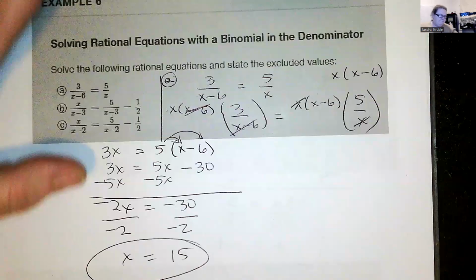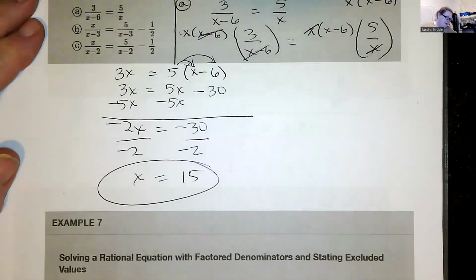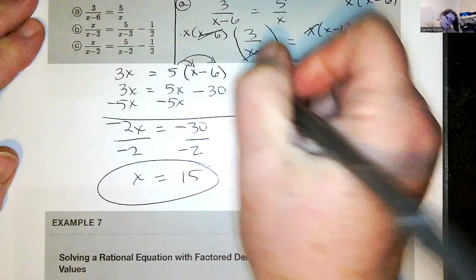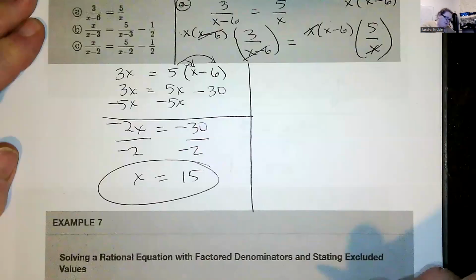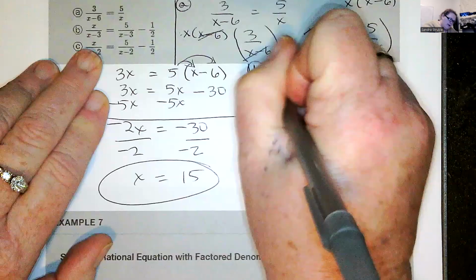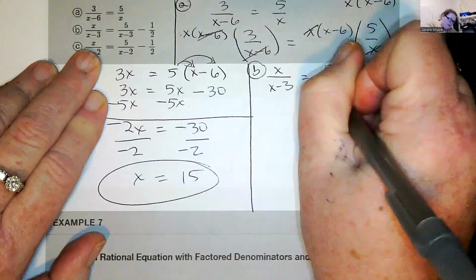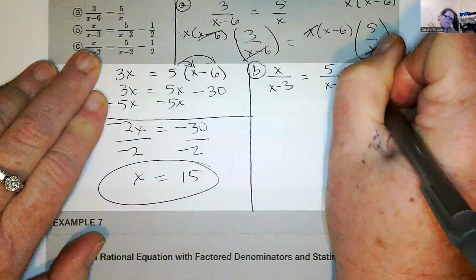All right. I'm going to do B, but not C, because they're going to be the same. And the answers are in the book as well. So let's look at B real quick. And that is x over x minus 3 equals 5 over x minus 3 minus 1/2.